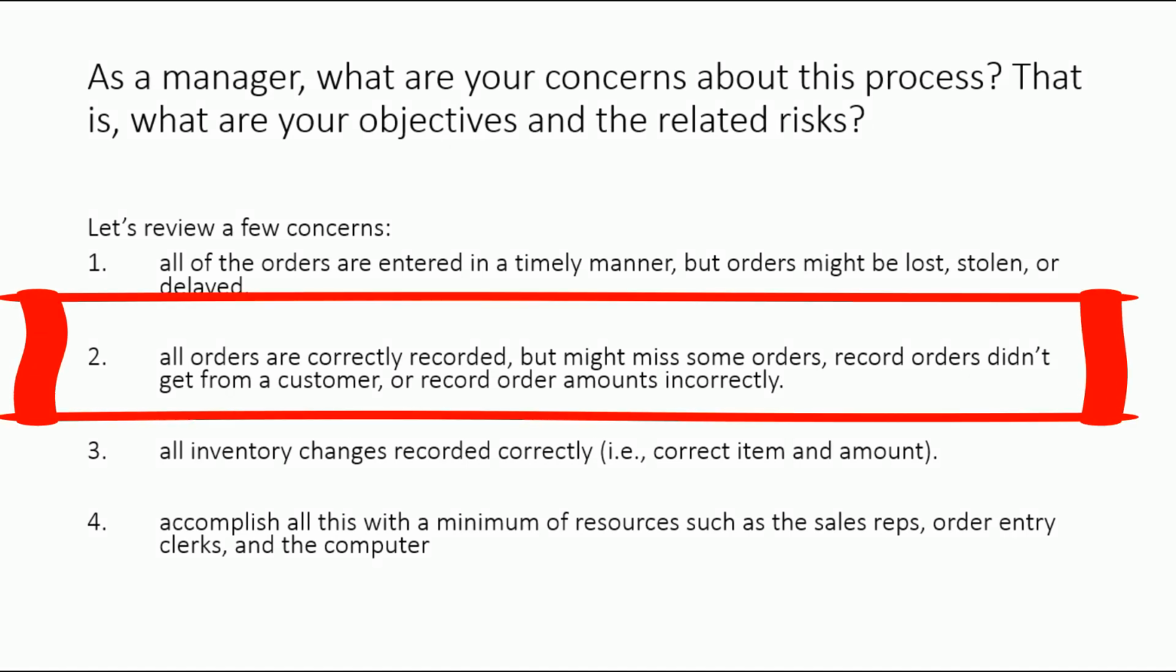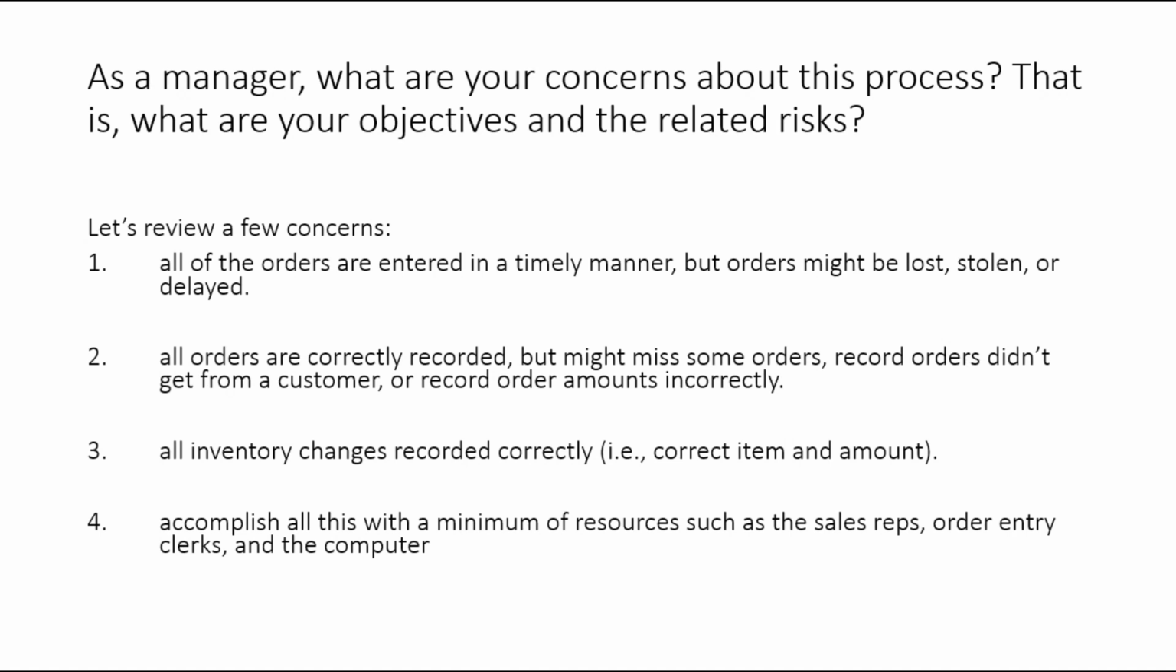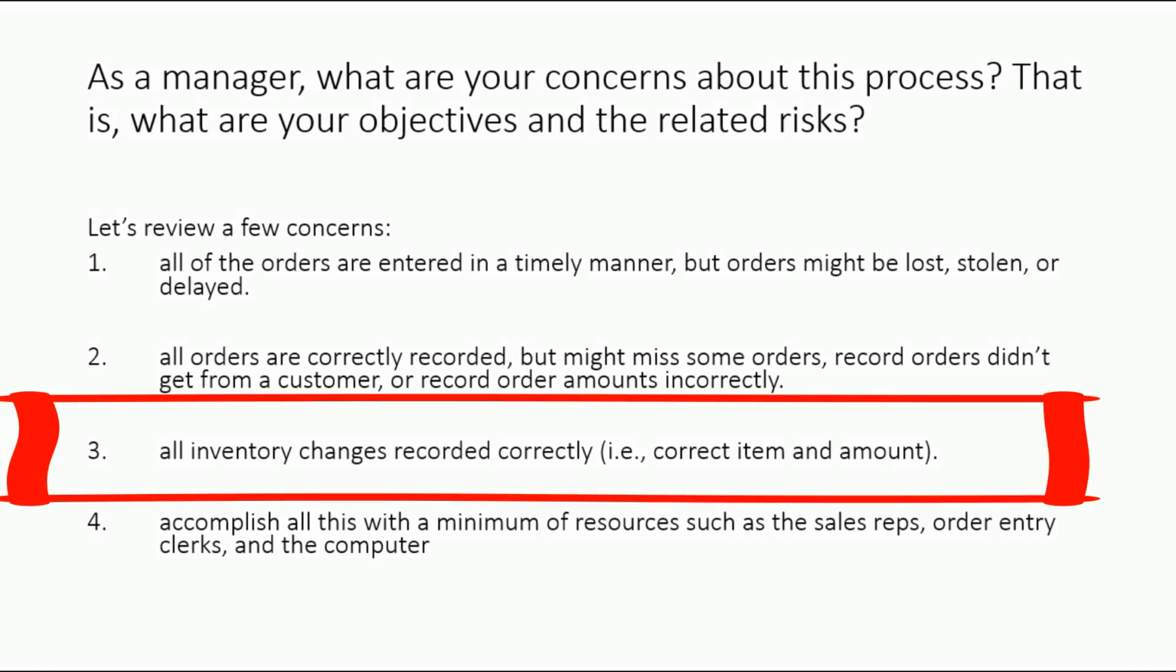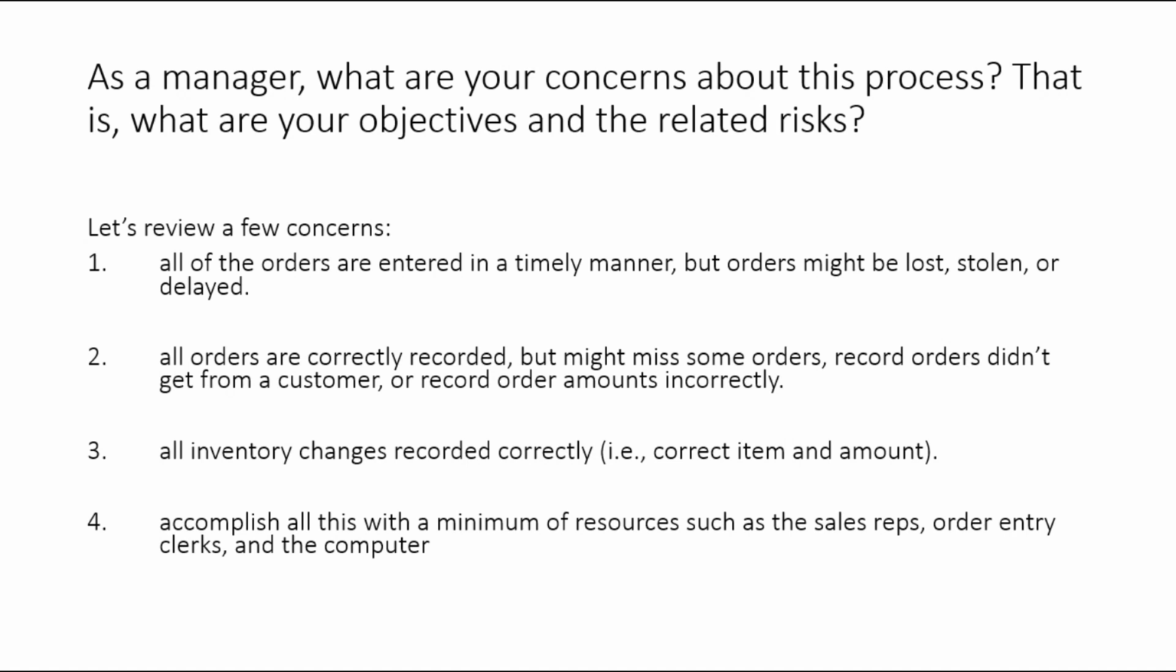Second, all orders are correctly recorded, but the enterprise might miss some orders, or record orders that were not received from the customer, or record amounts incorrectly. Internal controls should be in place to assure that these processes are conducted appropriately. Third, all the inventory changes are recorded correctly, for the correct item and amount. And internal controls can help.